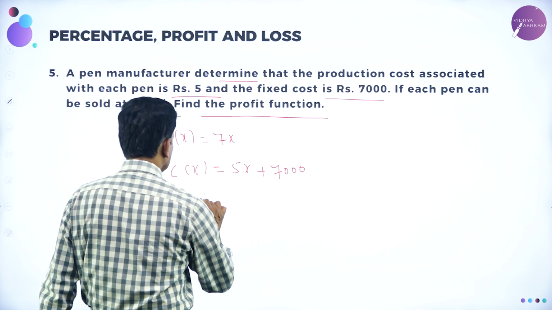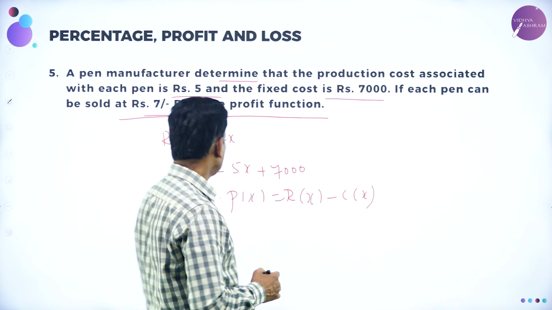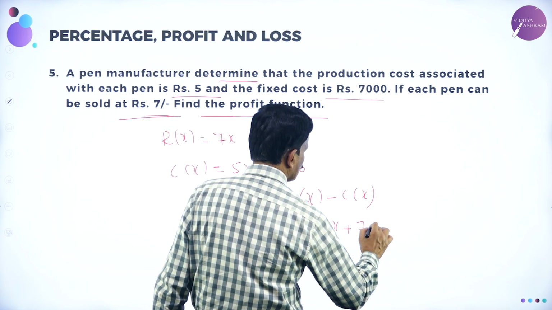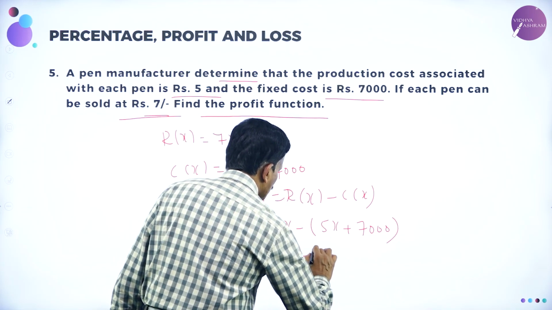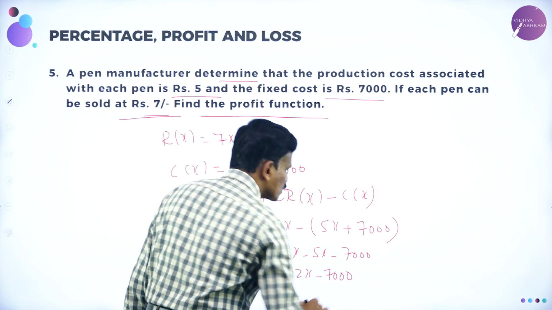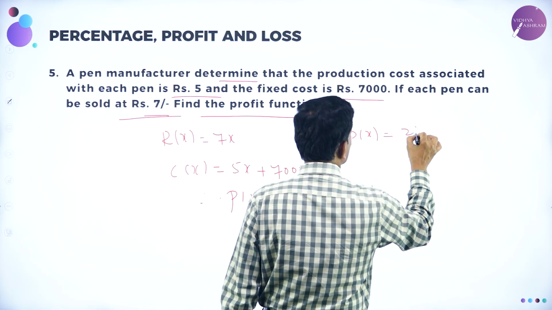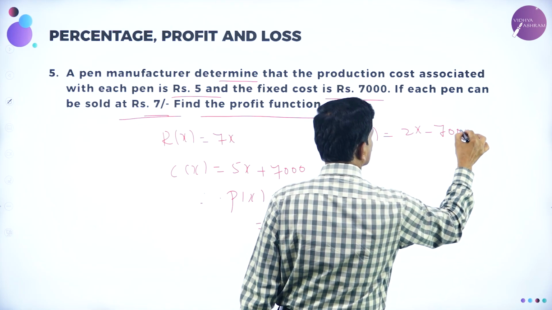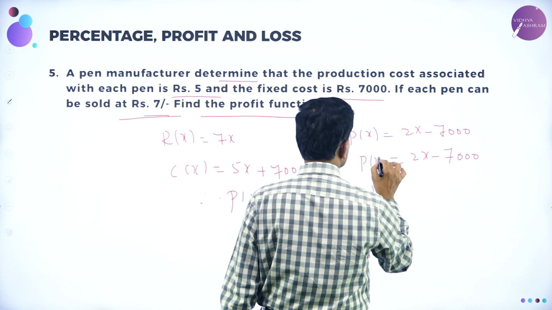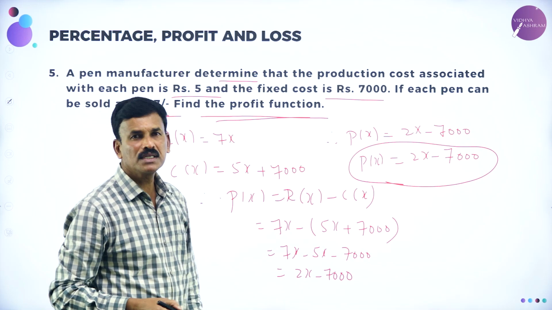Now, therefore, P of x is equal to R of x minus C of x. R of x is equal to 7x minus C of x, which is 5x plus 7000. Simplify this: 7x minus 5x minus 7000. 7 minus 5 is 2x minus 7000. Now, conclude this. Therefore, P of x is equal to 2x minus 7000. That is, the profit function is P of x is equal to 2x minus 7000.